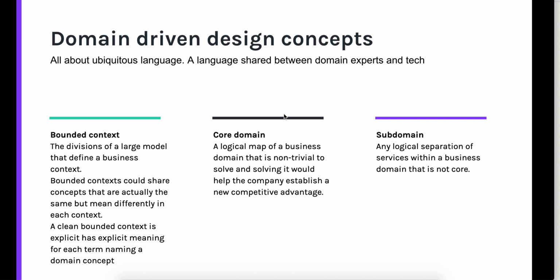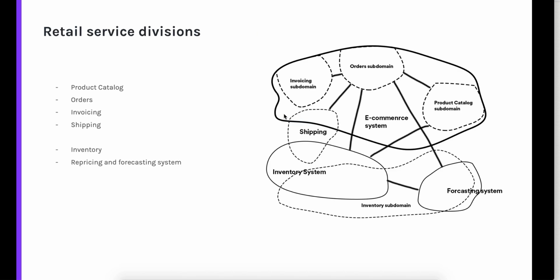And then you have subdomains, and subdomains are any logical separation of services you might have within your business that are not really core, right? You still need them, they're essential, but they're not core. So let me give you an example of an e-commerce platform, right? In the picture on the right, you can see that it has some solid lines: we have the e-commerce system, we have the inventory system, and we have the forecasting system. These are our bounded contexts because logically in a retail service, we're talking about e-commerce. So e-commerce is that logical separation. The inventory system is another logical separation, right?